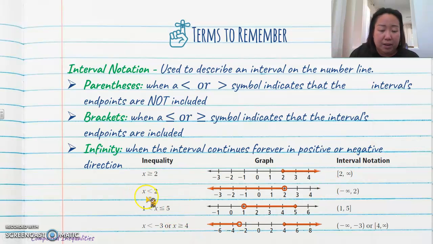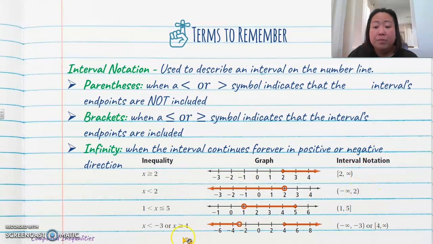Now let's have this next example. You see here, x is less than 2. So our arrow is pointing to the left. If you take a look at your number line, where do we start? We start with the arrow, okay? And it is pointing to the left, and so we start from negative infinity. And where does our inequality end? It ends at positive 2. But because we have a hollow dot on positive 2, you will see that you have a parenthesis on positive 2.